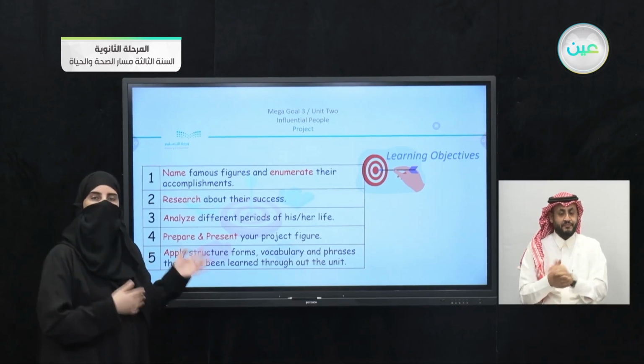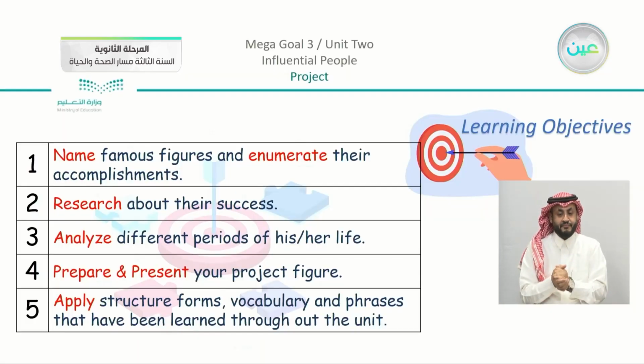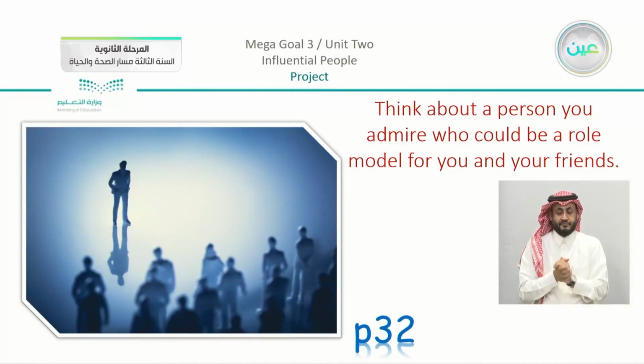Now moving on to the objectives of our project, we have here number 1, name famous figures and enumerate their accomplishments. Number 2, to research about their success. Number 3, to analyze different periods of his or her life. It's up to you. Number 4, to prepare and present your project figure. Number 5, to apply structure forms, vocabulary, and phrases that you have learned throughout the unit. Now, we are going to move on.